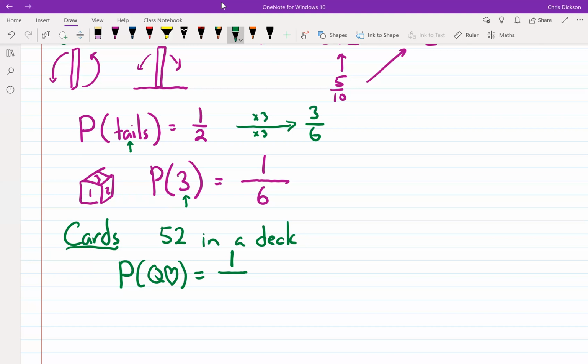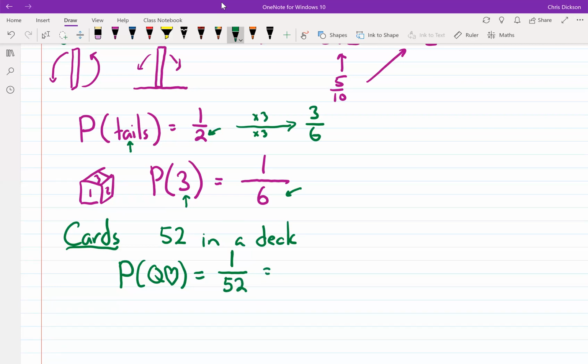The same way you could have rolled any one of the 6-sided shapes on the dice, or any way you could have flipped the 2 different sides on a coin. So with a deck of cards, there's 52 cards. So it'd be 1 out of 52.